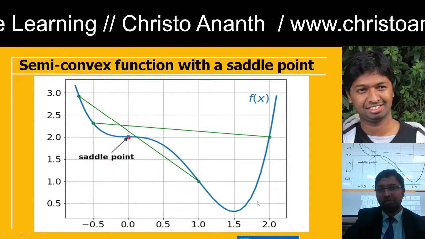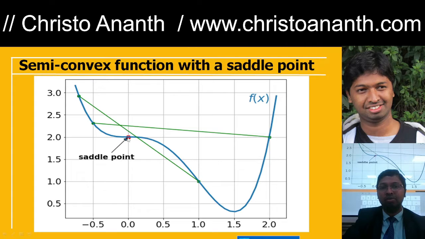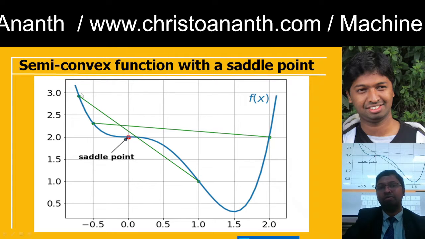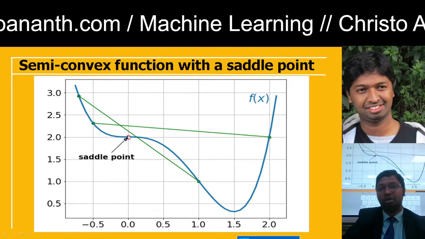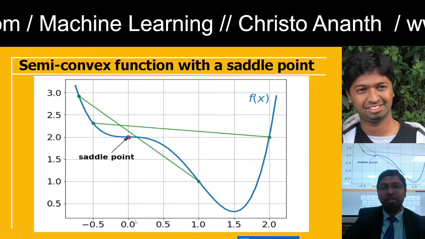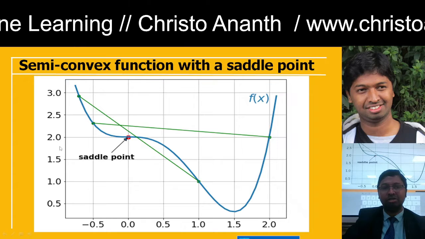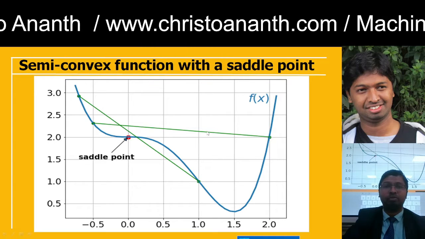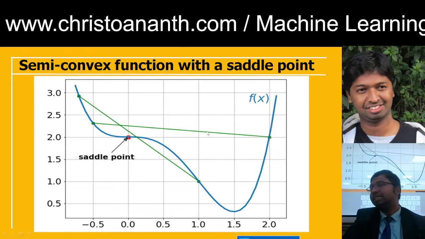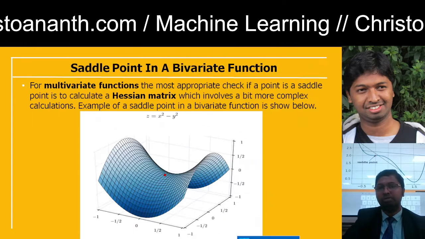So this is the function. From here you will get the saddle point from where it's actually meeting. This is the saddle point, and this is x is equal to 0, and x is equal to 1.5. You will get the saddle point. So this is a semi-convex function with a saddle point.